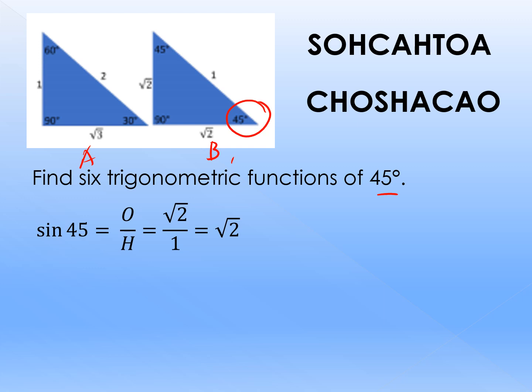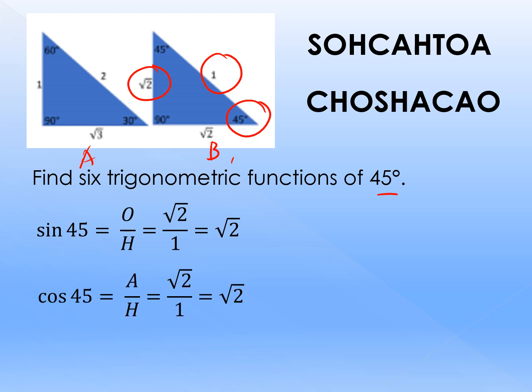As you can see, the measurement of the side opposite to 45 degrees is this one, and that is equal to square root of 2. And the measurement of the hypotenuse is equal to 1. Therefore, instead of writing O, we're going to write square root of 2, and instead of writing H, we're going to write 1. Thus, square root of 2 over 1 is equal to square root of 2.